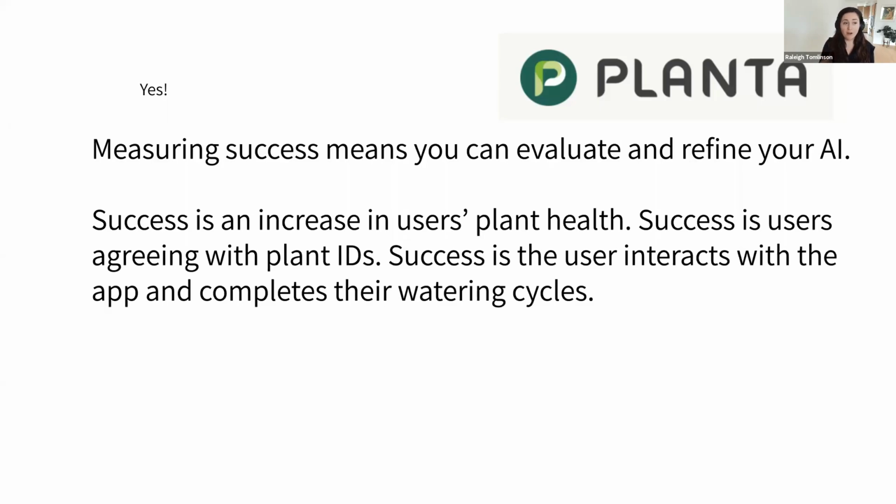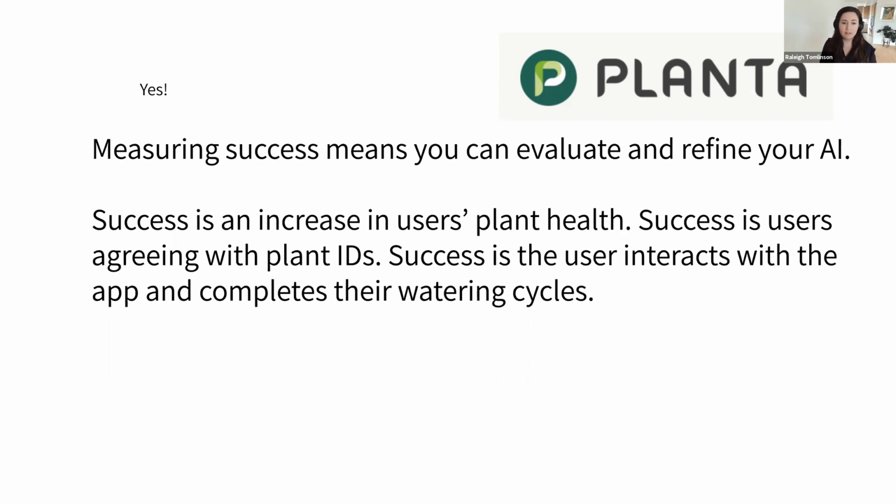And I don't know exactly how they're measuring success because I'm just auditing Planta as an external person, but these are some ideas of what I think their success might be. Maybe it's an increase in users' plant health. They automatically rank what they think your plant health is, and you can add pictures to track it over time. So maybe they say, oh, our plants are getting healthier, that's a success rate for us.